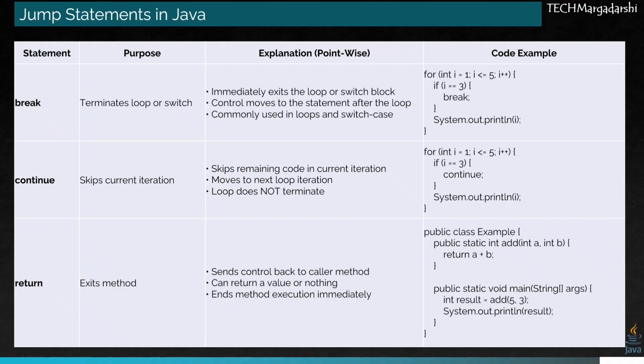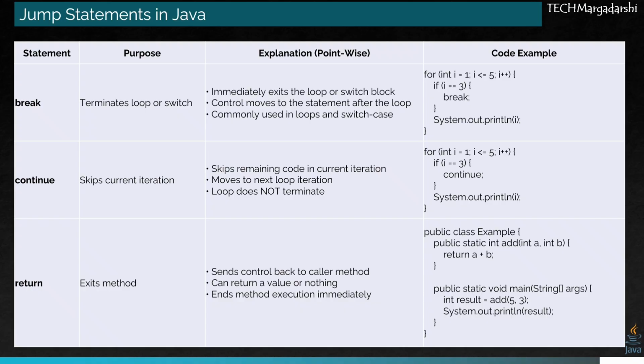Next is the continue statement. Unlike break, continue does not terminate the loop. Instead, it skips the remaining code of the current iteration and moves directly to the next iteration of the loop. Finally, we have the return statement. The return statement is used to exit from a method. It can return a value to the calling method or simply end the method execution if no value is required. Jump statements are very useful when you want precise control over loops and method execution.